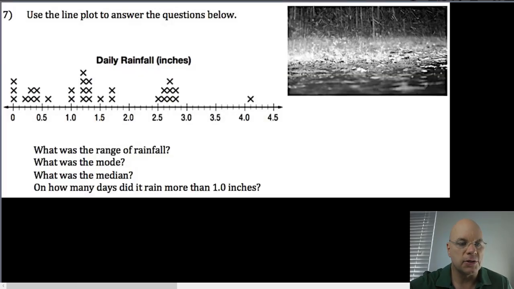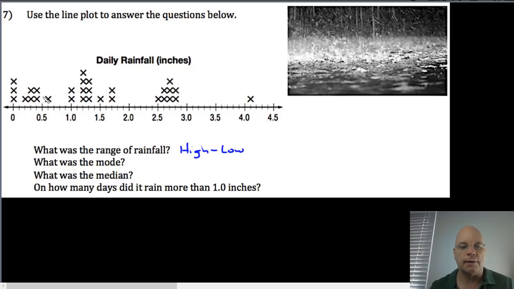Problem number 7 on page 2 shows you a line plot showing daily rainfall for many days. Don't know how many days yet. That might be part of the problem. The first question asks, what is the range of the rainfall? So range is, remember the song, range: subtract the smallest from the largest. So it's the high minus the low.